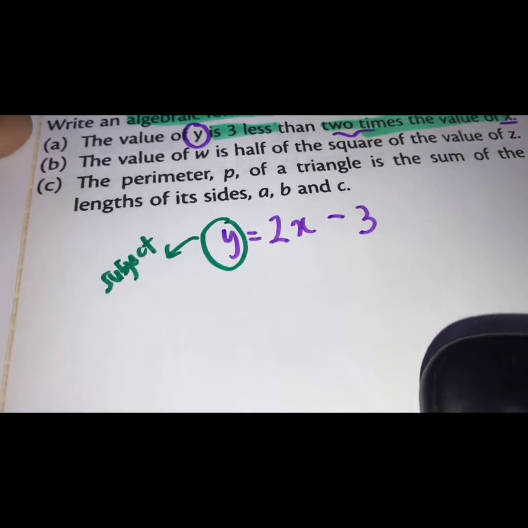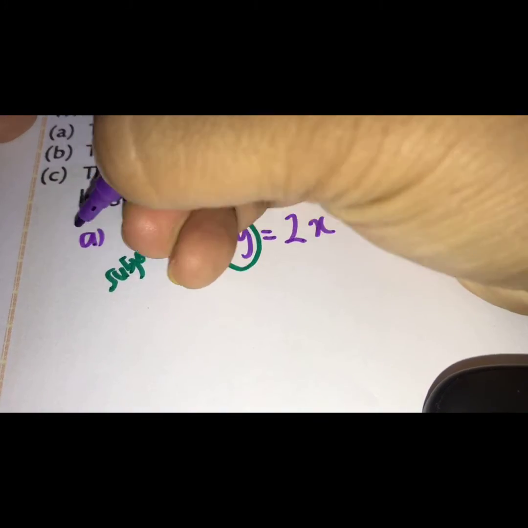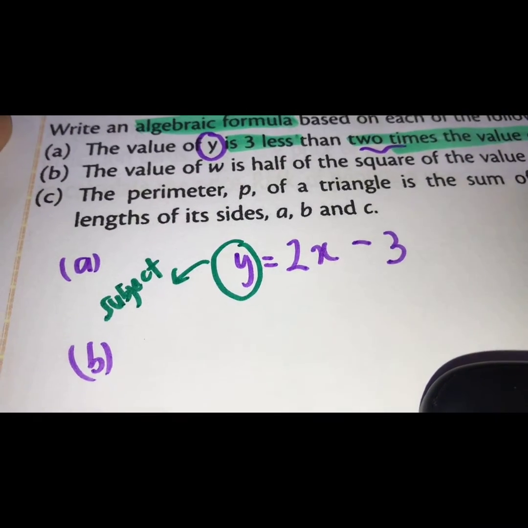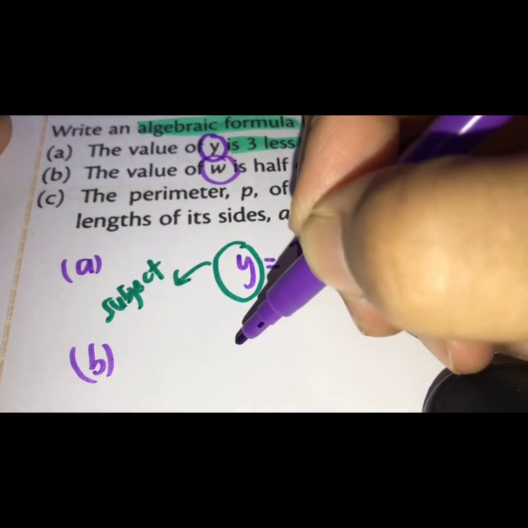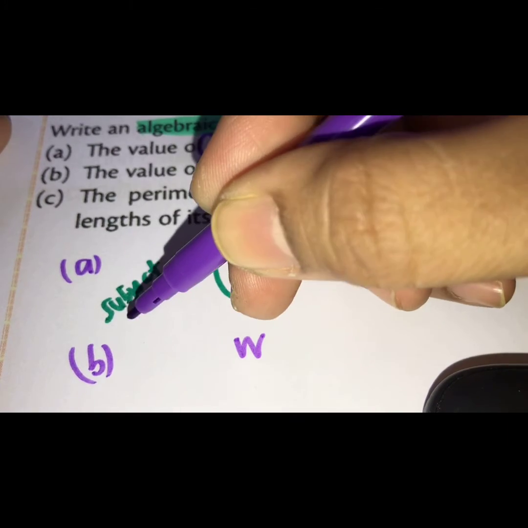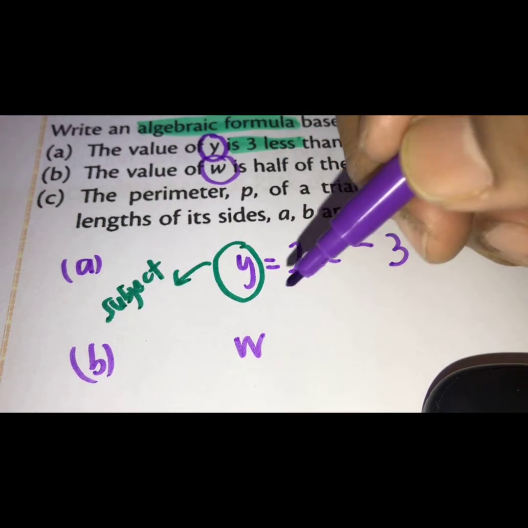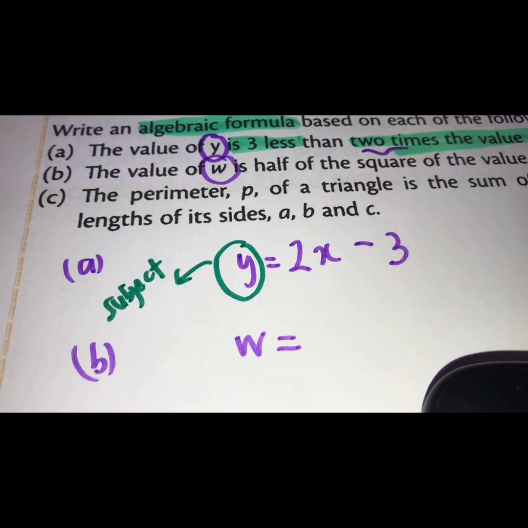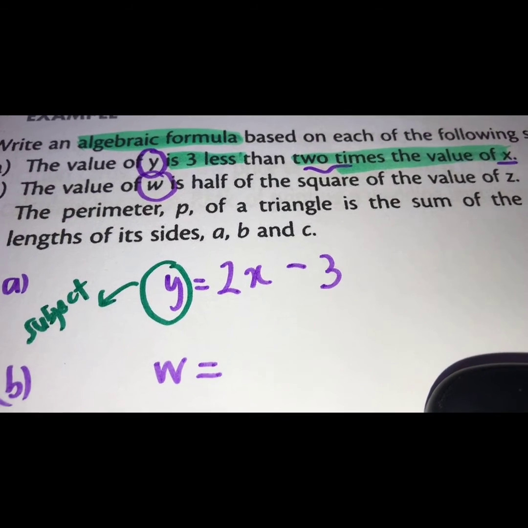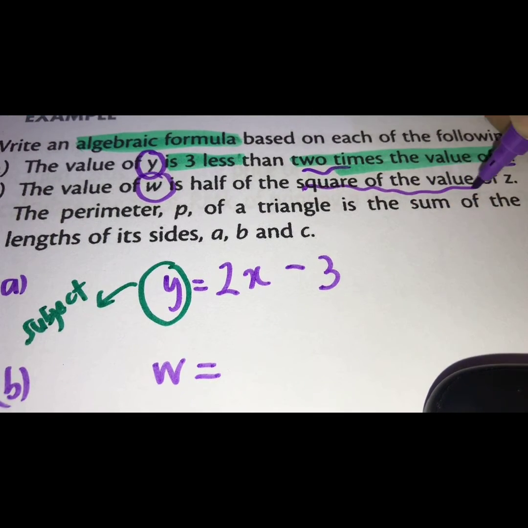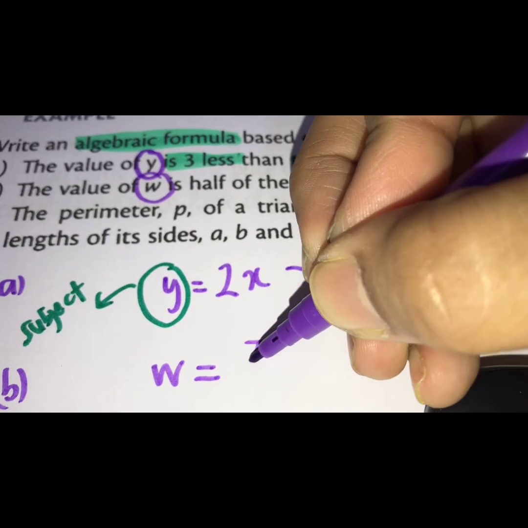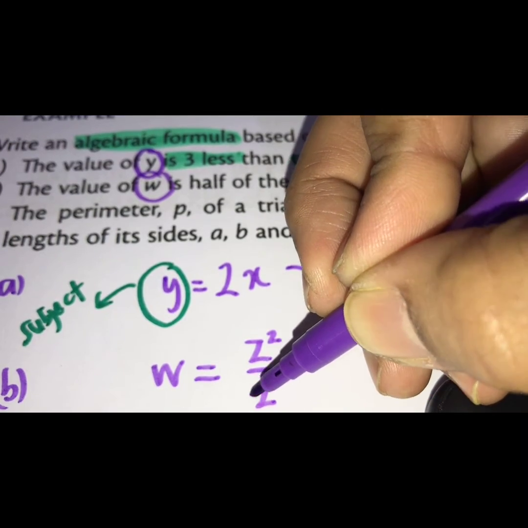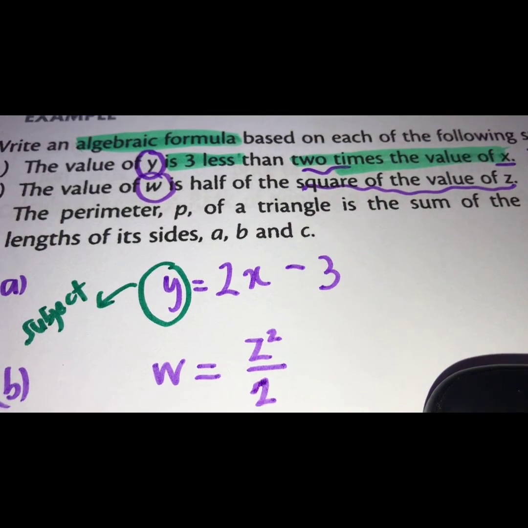And then question B. The value of W. So W is your subject. W equal to, this one we call the subject, S-U-B-J-E-C-T, equal to half of the square of the value of z. Square of the value of z means z square. Half of the value means over 2, divide by 2.